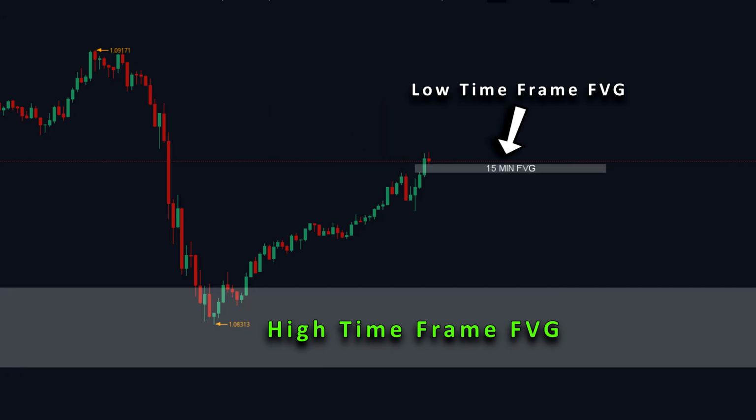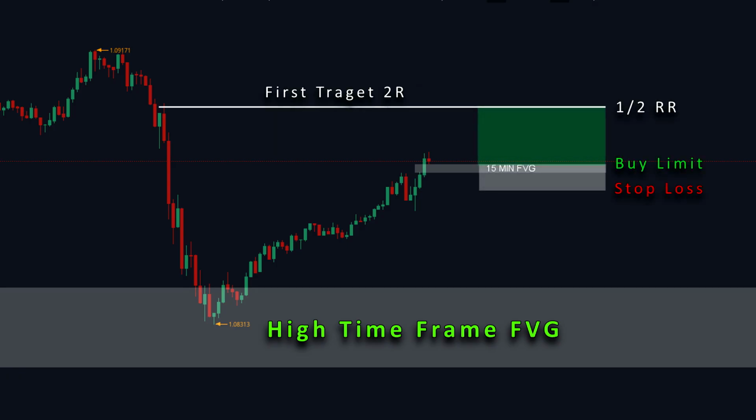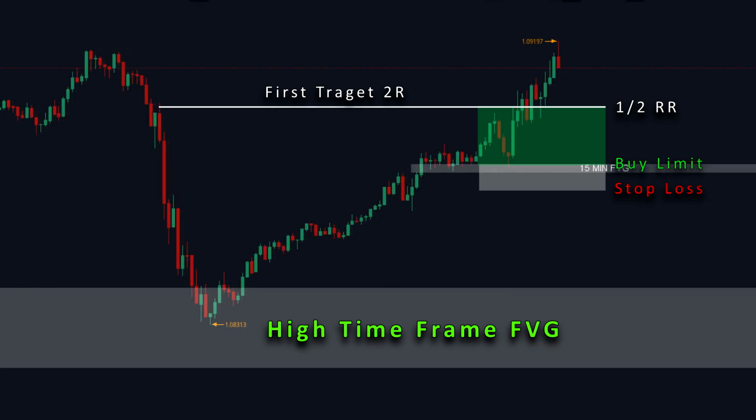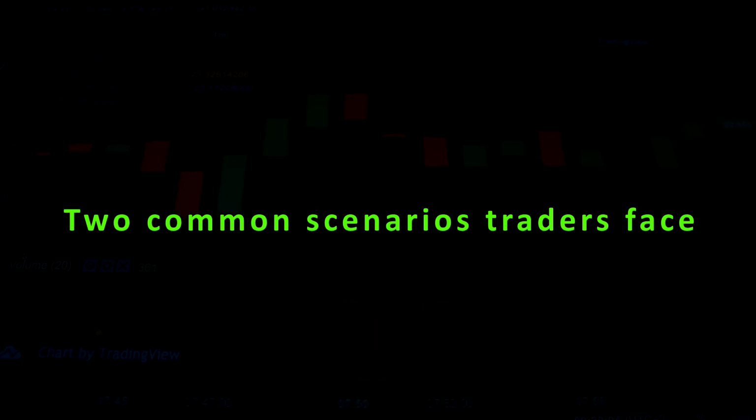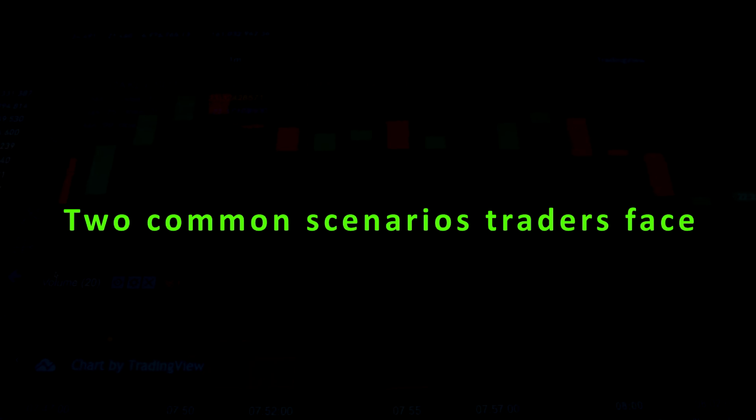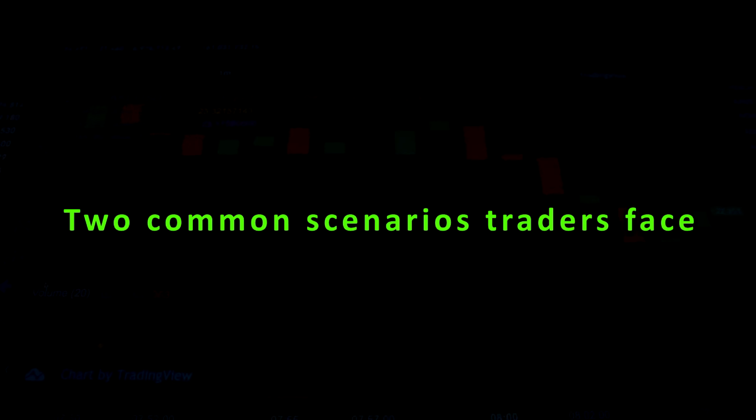The setup involves waiting for the price to create fair value gaps on the lower time frame. After identifying these zones, we set a buy limit at the start of the fair value gap and place our stop loss just below it. For risk management, we secure our first target at a 1-to-2 risk-to-reward ratio, where we close half the position and move the trade to break even. The next target is the first significant level ahead on the higher time frame, which acts as our final exit point. Before diving into real chart examples, let's go over two common scenarios traders face and how to manage them.